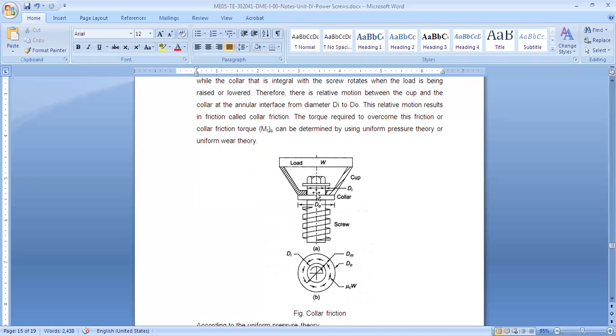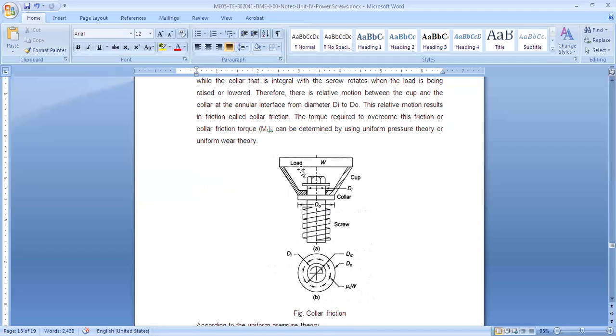Okay, in the diagram, there is a cross section, that is the cup, and there is a collar. So there will be friction between collar and cup, and because of that you will need extra effort to overcome this friction so that the screw rotates against a fixed cup. Are you getting my point?